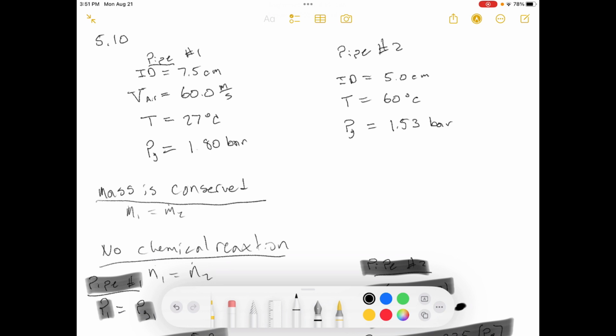Just wanted to post another problem solution today and discuss some of the properties of airflow in pipes, gas flow in pipes.